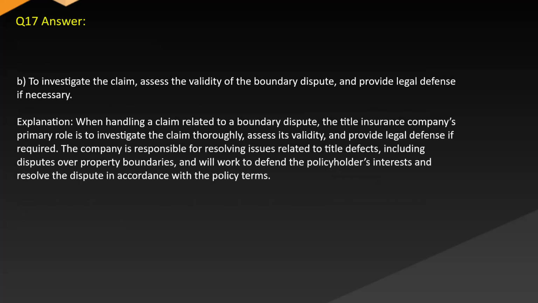Answer: B. To investigate the claim, assess the validity of the boundary dispute, and provide legal defense if necessary. Explanation: When handling a claim related to a boundary dispute, the title insurance company's primary role is to investigate the claim thoroughly, assess its validity, and provide legal defense if required. The company is responsible for resolving issues related to title defects, including disputes over property boundaries, and will work to defend the policyholder's interests and resolve the dispute in accordance with the policy terms.